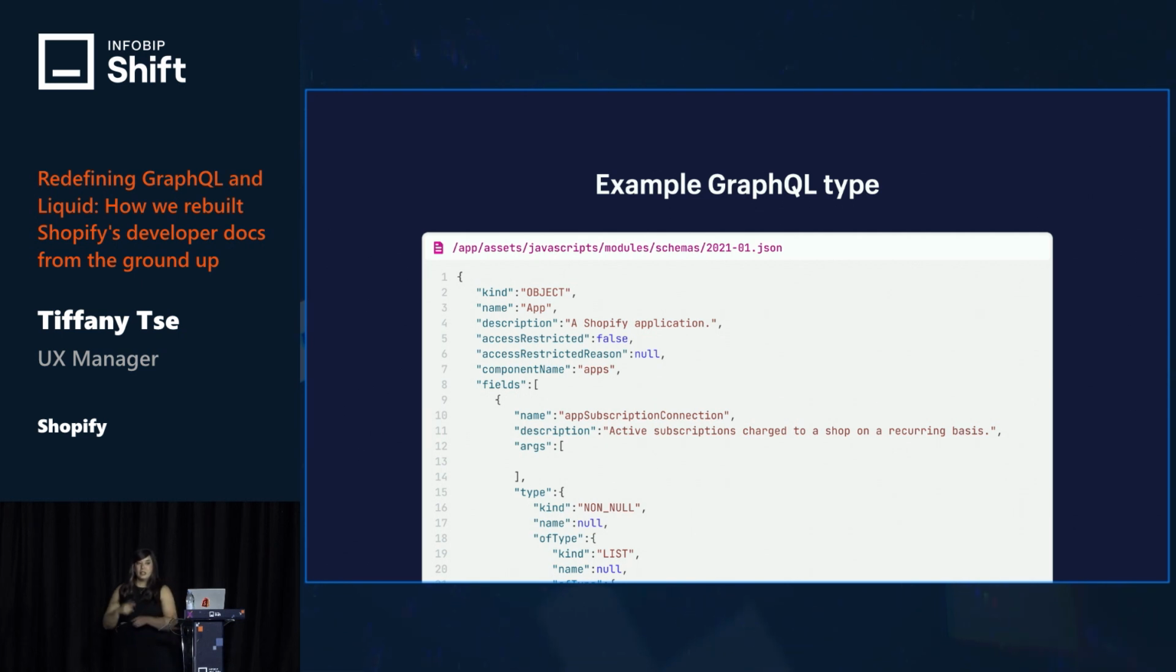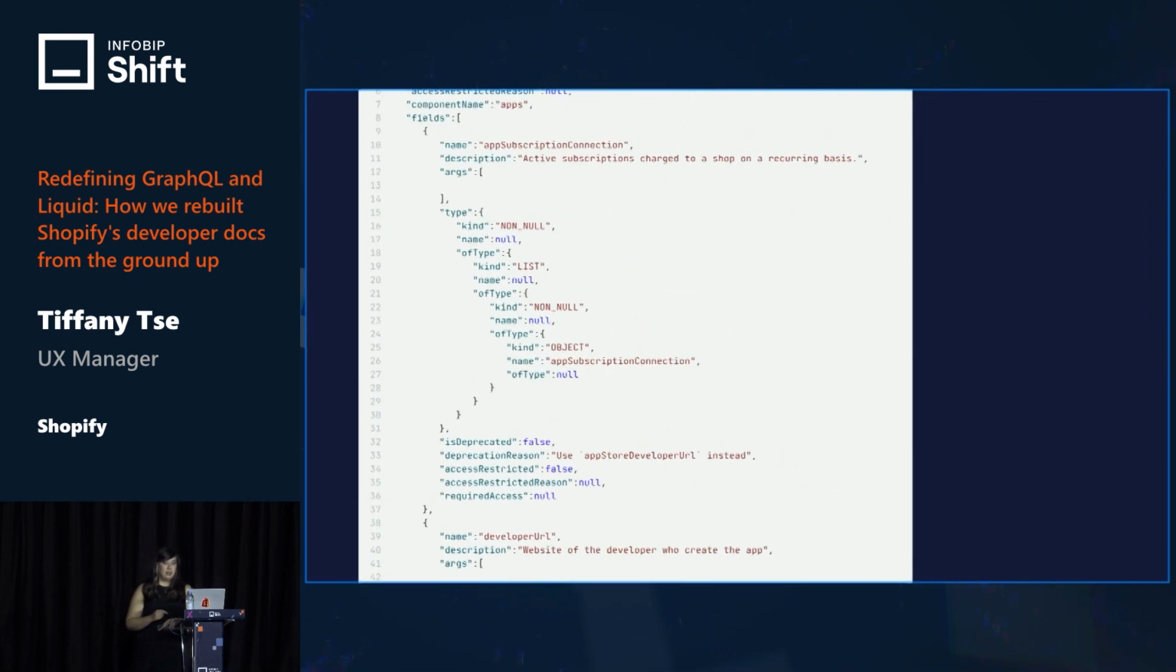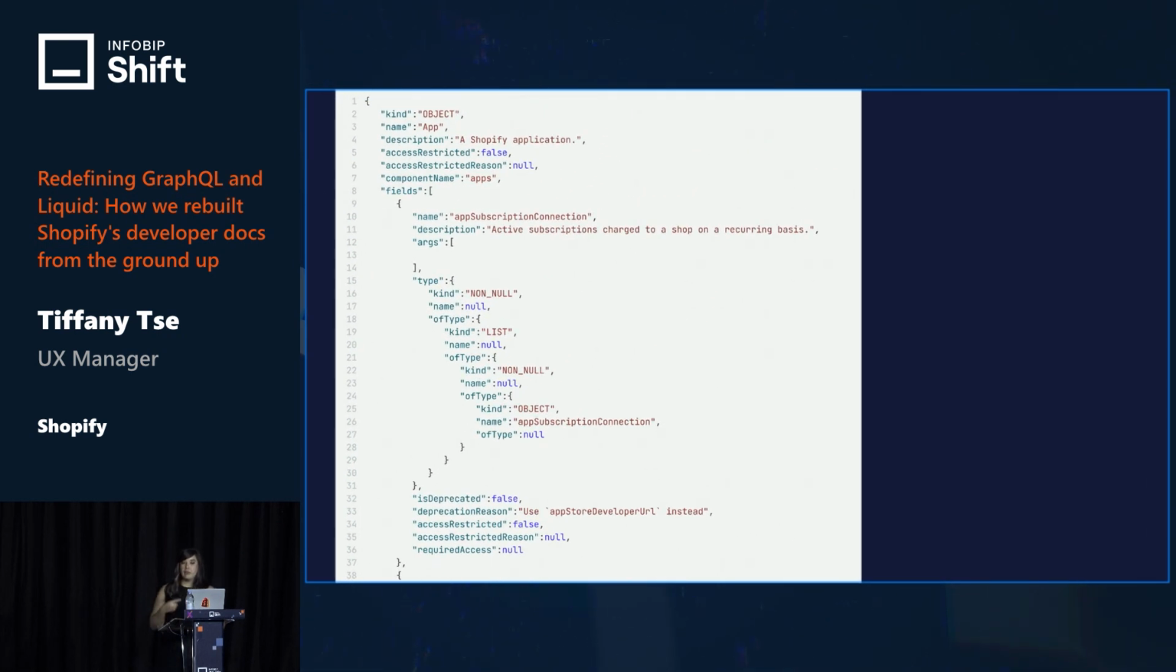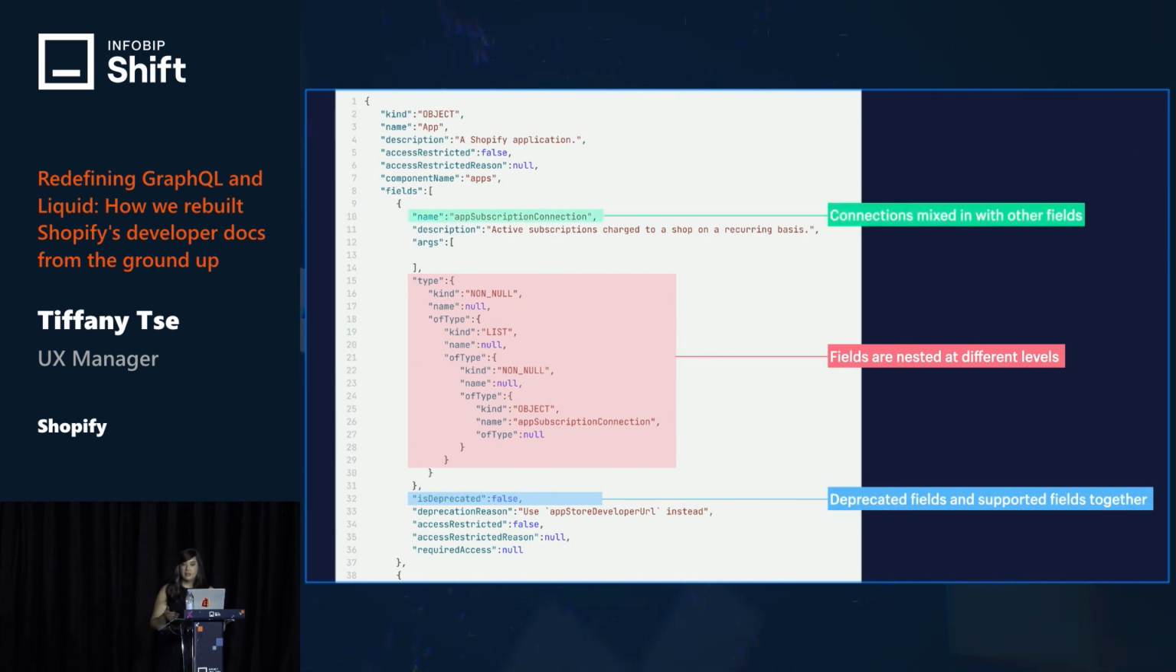So if we're going to take a look at an example of a GraphQL object type, when you look at a normal GraphQL type, fields are nested at different levels. In this case, we're looking at an object type for an object called app. And deprecated fields and supported fields are intermixed with each other. They're not grouped separately. Finally, connections are mixed with other fields rather than being on their own.